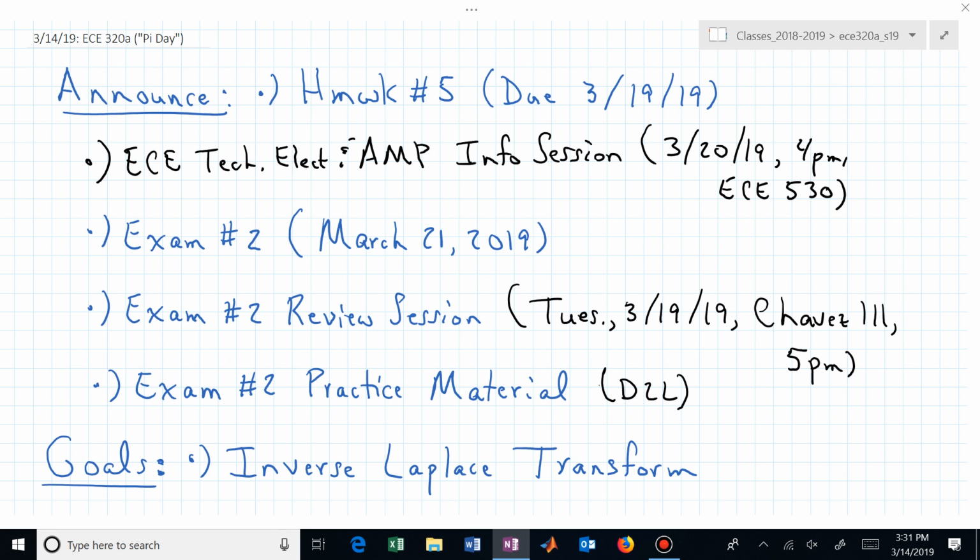If you're dreaming, don't forget you have an exam next week and you have a homework assignment. The homework assignment is due next Tuesday. That's homework number 5. And the exam is a week from today. And in between your due date for homework number 5 and exam number 2 is an information session on technical electives for next academic year, fall and spring. And if you're interested in the Accelerated Master's program, a little information on that. That will be held Wednesday afternoon at 4 o'clock in ECE 530.